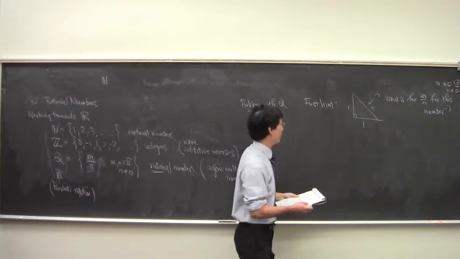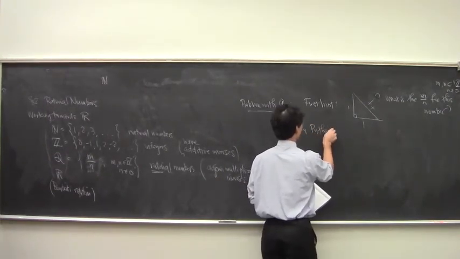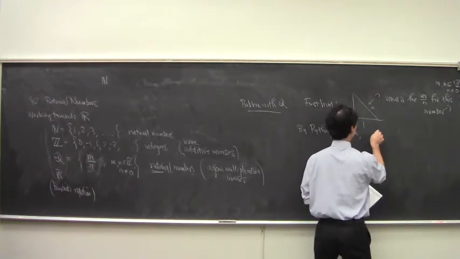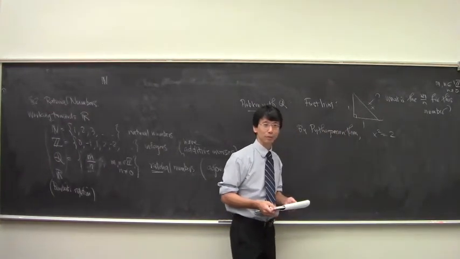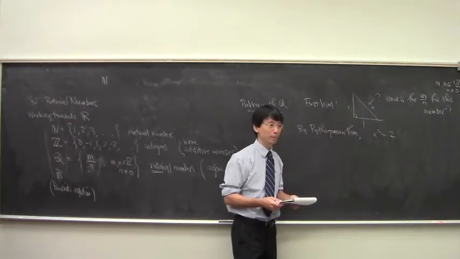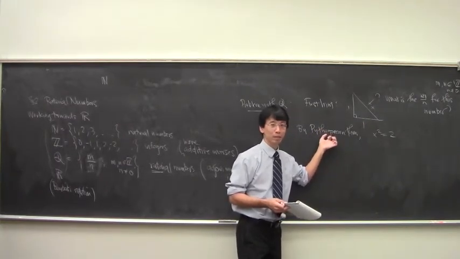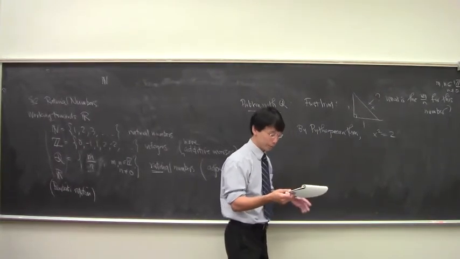Yeah, by the Pythagorean theorem. So by the Pythagorean theorem, x squared is equal to 2. Did we prove the Pythagorean theorem in this class? I don't remember. Did we prove the Pythagorean theorem? Okay, so maybe you've proved it already. So you can either say by the Pythagorean theorem.